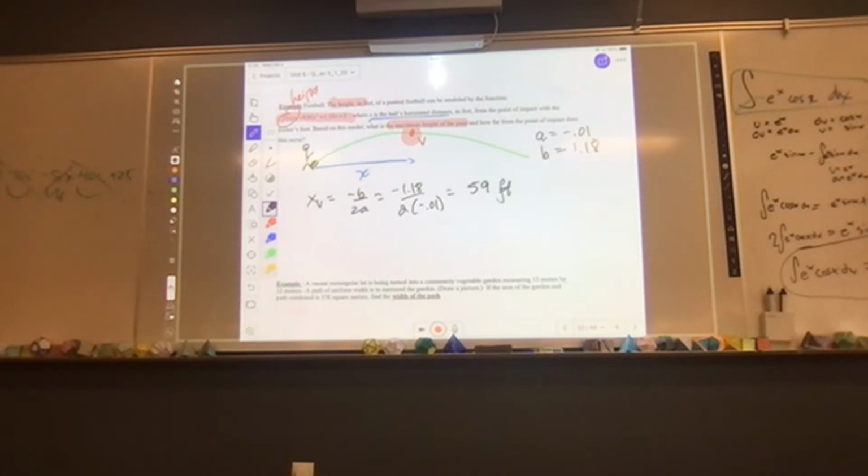And what does that represent? The maximum height? No, it is not. Oh, wait, no. It is the horizontal distance. X is the horizontal distance. So I know that the maximum height is going to occur 59 feet away. Okay, y value. Let's substitute in 59 for x and tell me what is the maximum height.